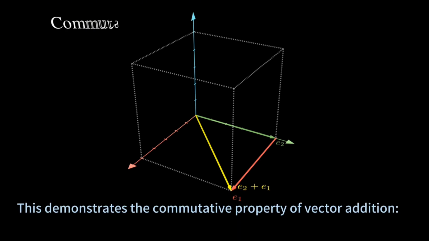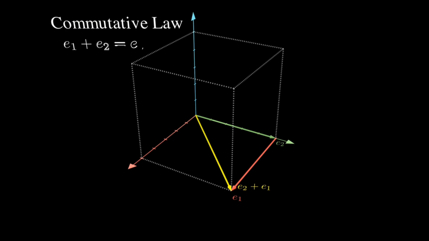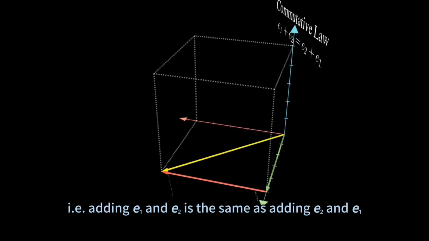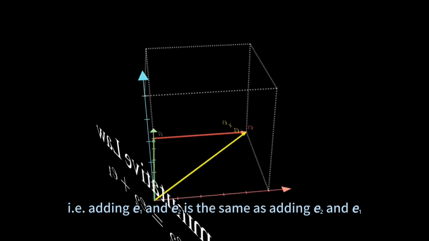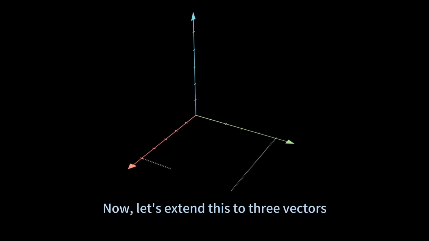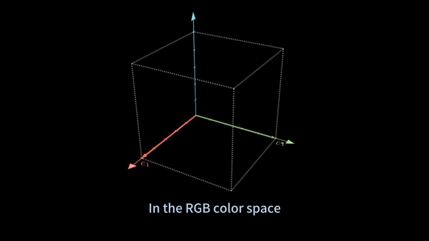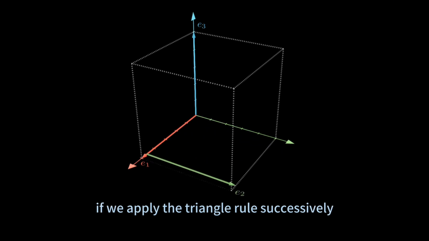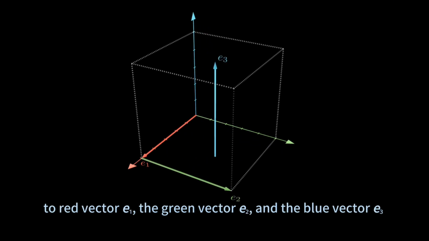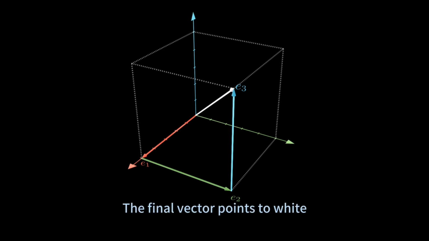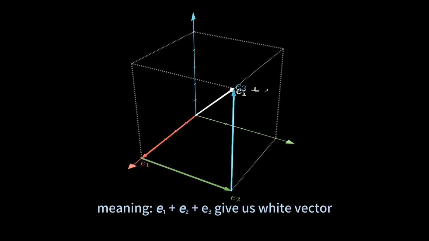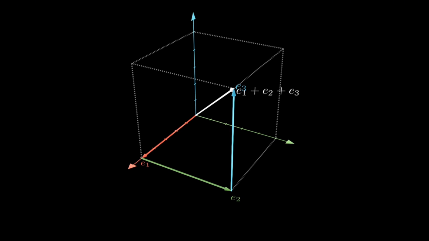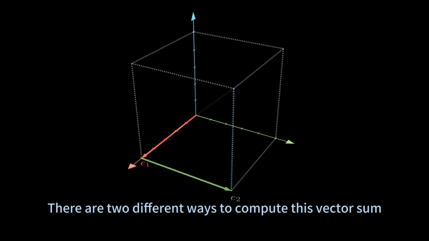This demonstrates the commutative property of vector addition, i.e., adding E1 and E2 is the same as adding E2 and E1. Now let's extend this to three vectors. In the RGB color space, if we apply the triangle rule successively to the red vector E1, the green vector E2, and the blue vector E3, the final vector points to white, meaning E1 plus E2 plus E3 gives us the white vector. There are two different ways to compute this vector sum.